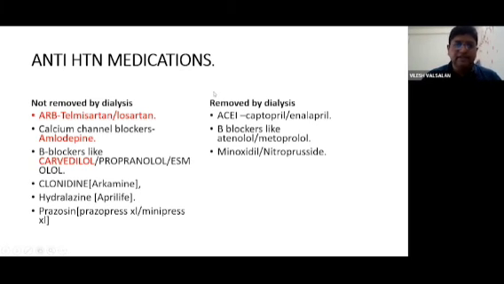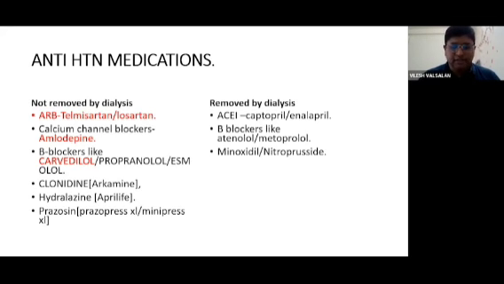And drugs which are easily removed by dialysis are ACE inhibitors like captopril, enalapril, and beta blockers like atenolol, metoprolol. When the BP in a normal setting at home shoots very high, more than 160, 190, 200, we call upon the patient to take tablets called minoxidil. And this minoxidil, if it is given during dialysis, is not effective. Sodium nitroprusside, which we give in place of NTG, nitroglycerin, in some cases of high blood pressure, is also dialysable, which we need to know.